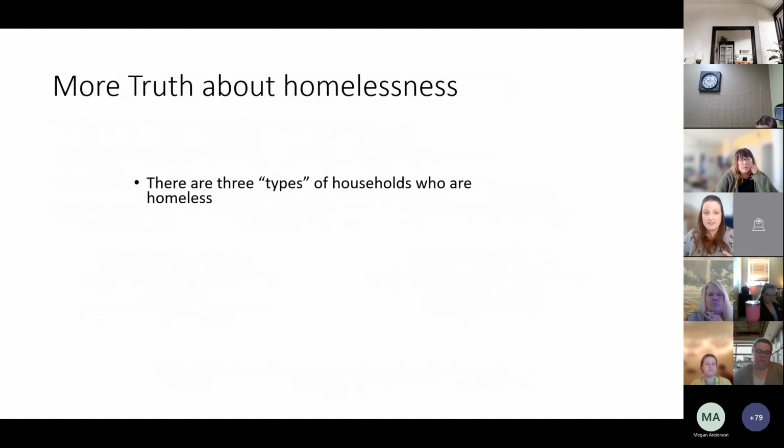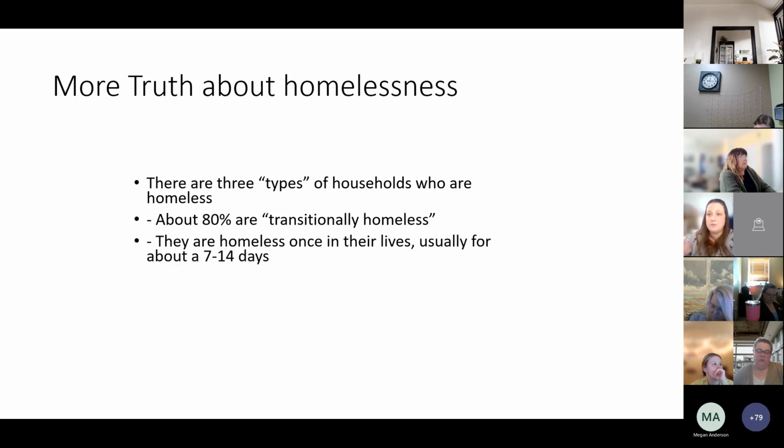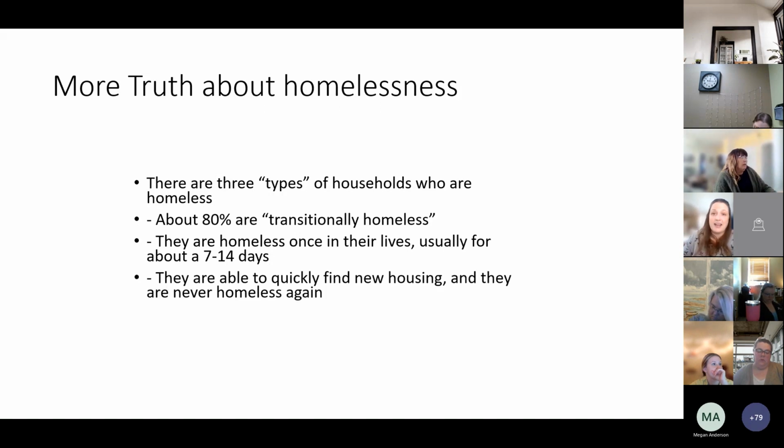So, some more truths about homelessness. Dennis Culhane is a really good researcher in homelessness. And he identified through his research about three types of people who are homeless, or households who are homeless. So, about 80% of people experiencing homelessness are transitionally homeless. This means that they're homeless usually one time in their life for less than 2 weeks, and they figure it out typically without having to ask anybody like us for help. So, they're typically invisible. We don't really see them, they're under the radar.